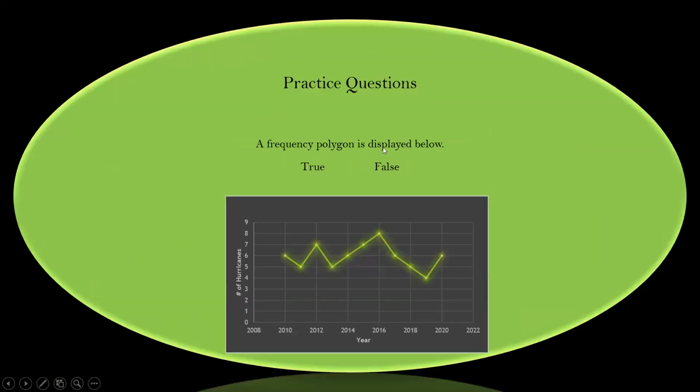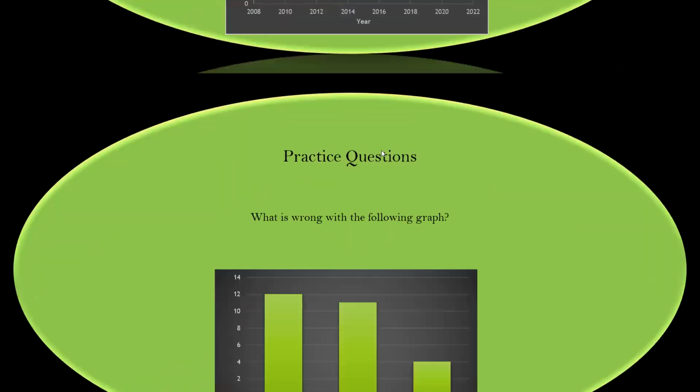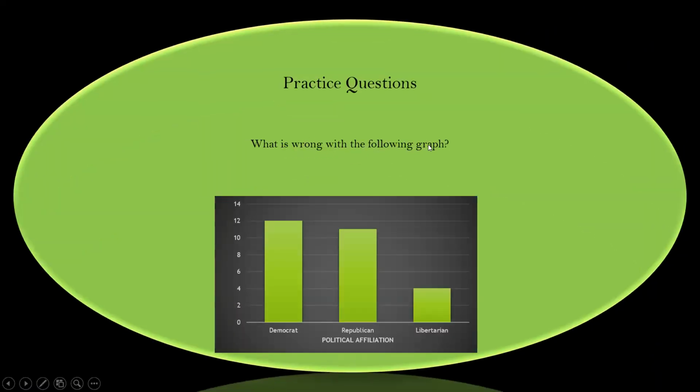A frequency polygon. Is this a frequency polygon? It is not. This looks like a time series. So a frequency polygon is always going to be closed off. I put true, but this is actually false, so I need to correct this. This is not a frequency polygon. This is a time series. So this is the correct answer.